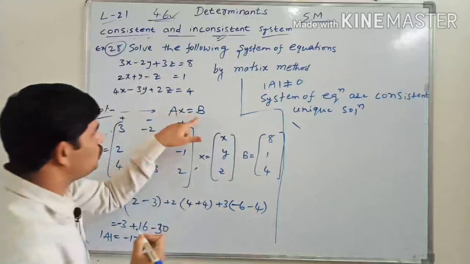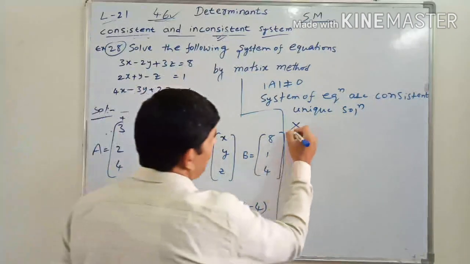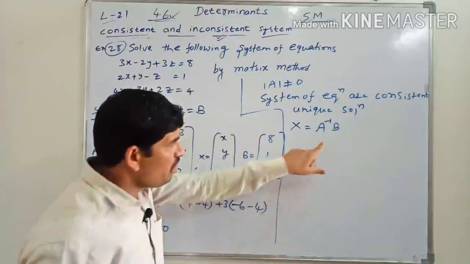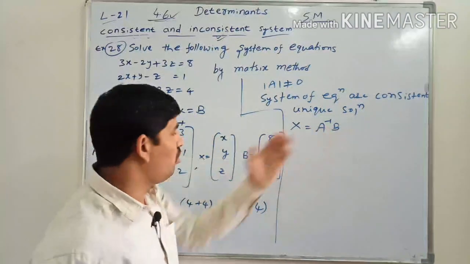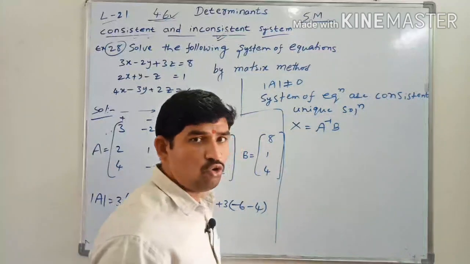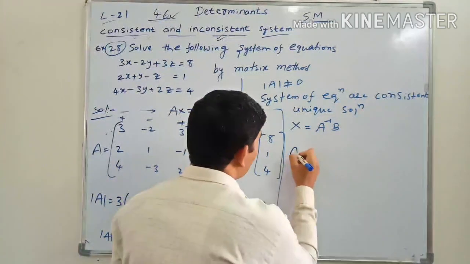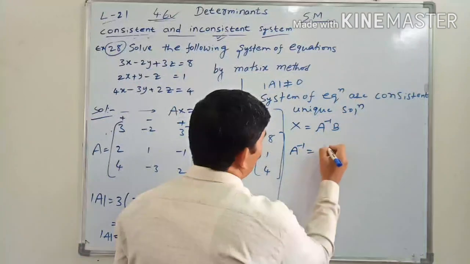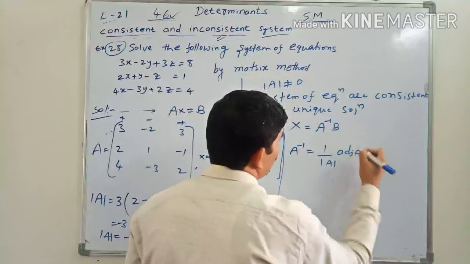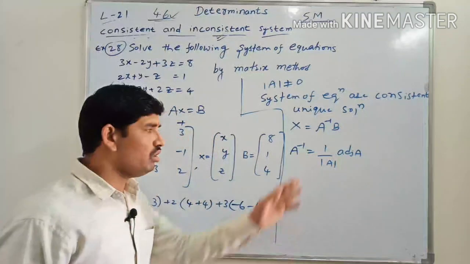From this only I will write Ax is equal to B, is there, na? So from this x is equal to A inverse into B. Okay, so we have to find A inverse, and we already have the matrix B here. We know how to find the A inverse. So A inverse is equal to actually what? 1 by determinant of A into adjoint A.